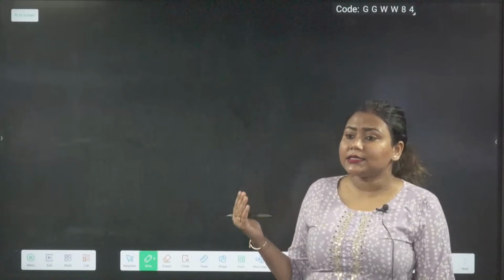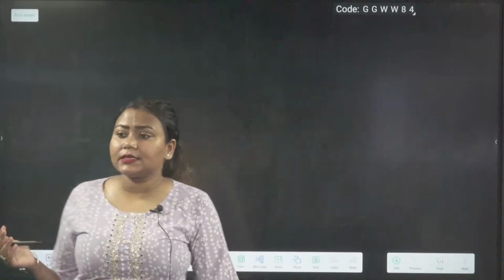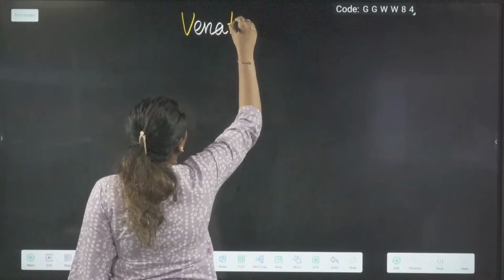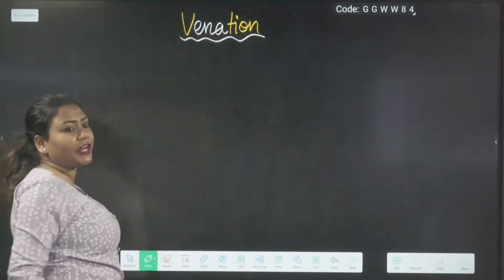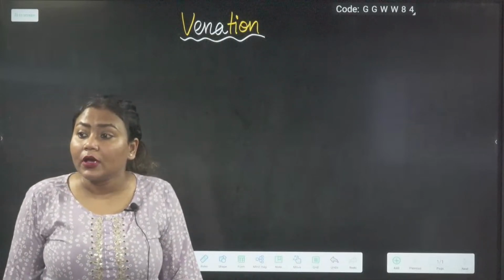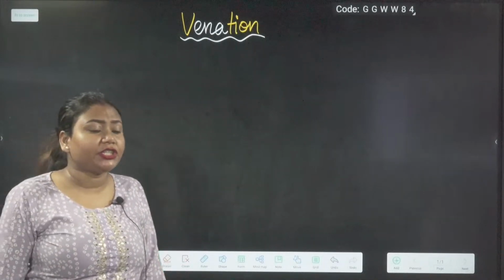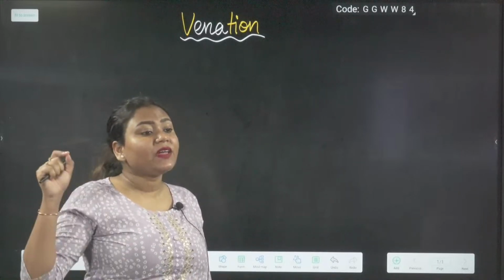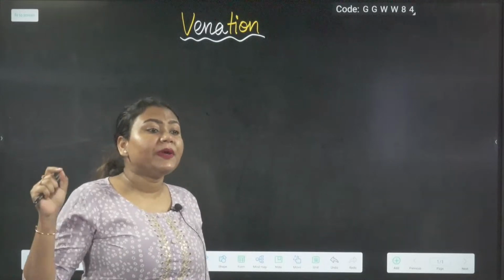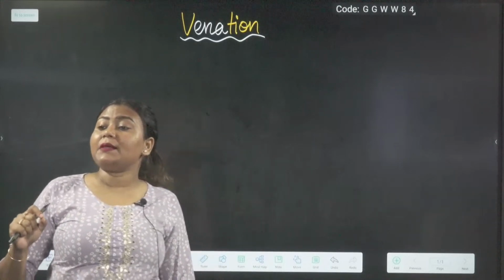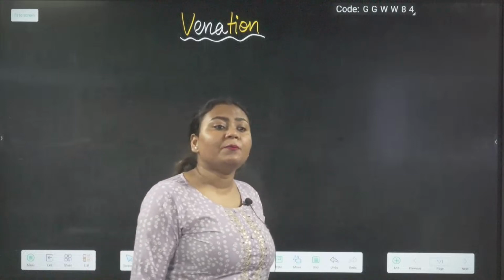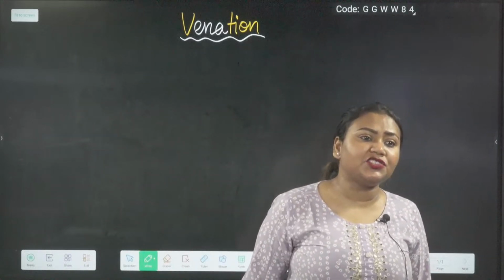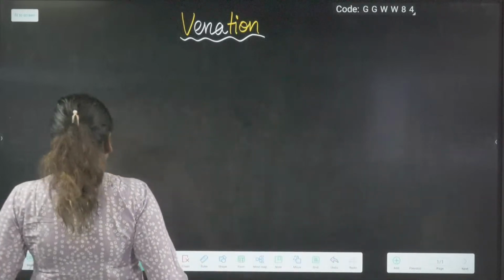Last class we did midrib, veins and veinlets. In today's class, we are going to start with venation. What is venation? Venation is the arrangement of veins and veinlets. In the last class, I told you that the principal vein is the midrib. From the midrib arise veins, and from the veins arise lateral branches called veinlets.